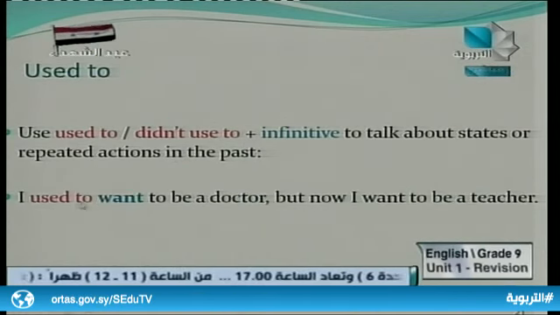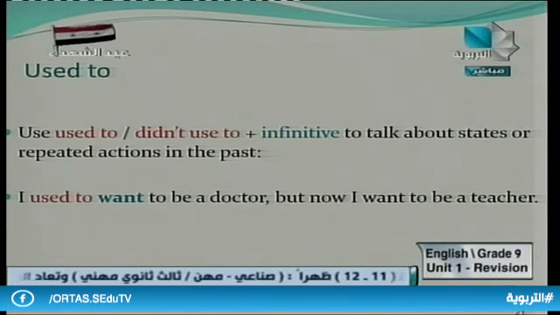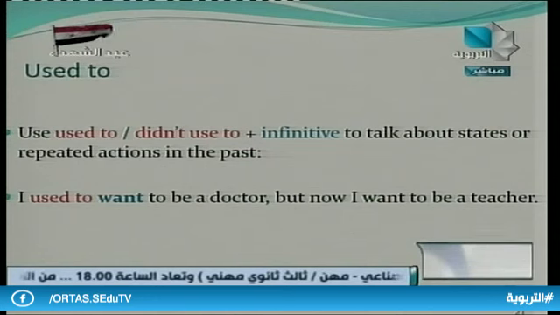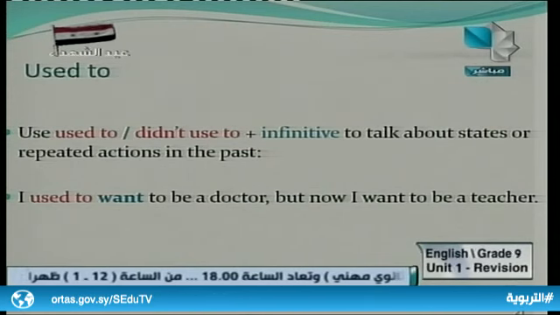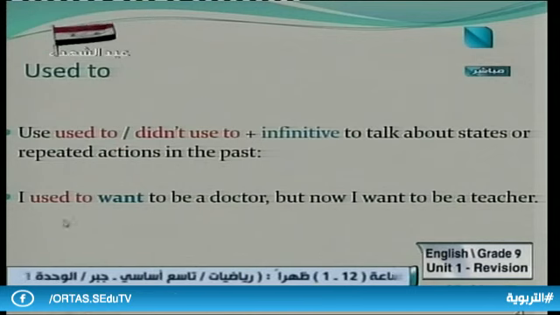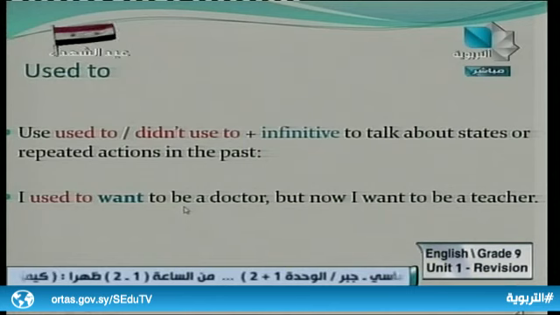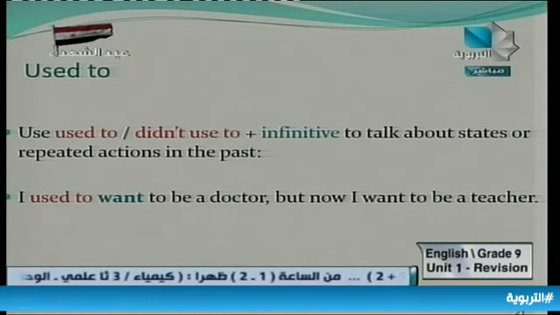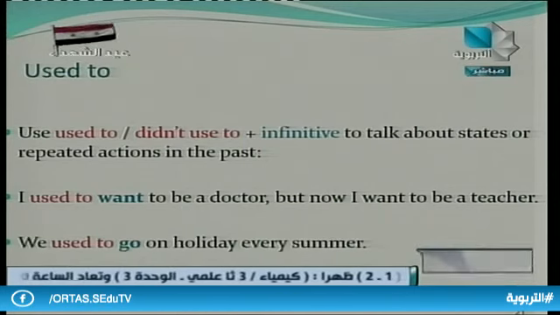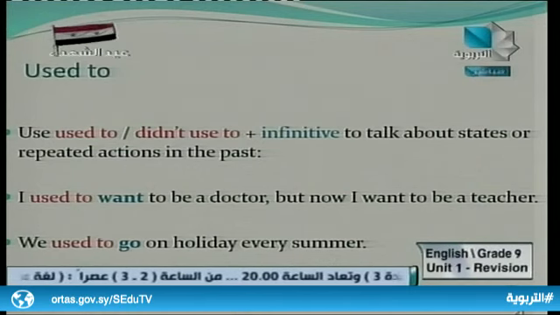So the student should know that we use "used to" to talk about something that happened in the past, and now it has nothing to do with the present. I used to want to be a doctor, but now I want to be a teacher. So in the past, I wanted to be a doctor, but now I want to be a teacher. We used to go on holiday every summer. In the past, we used to go, but now we don't. It is a repeated action in the past.